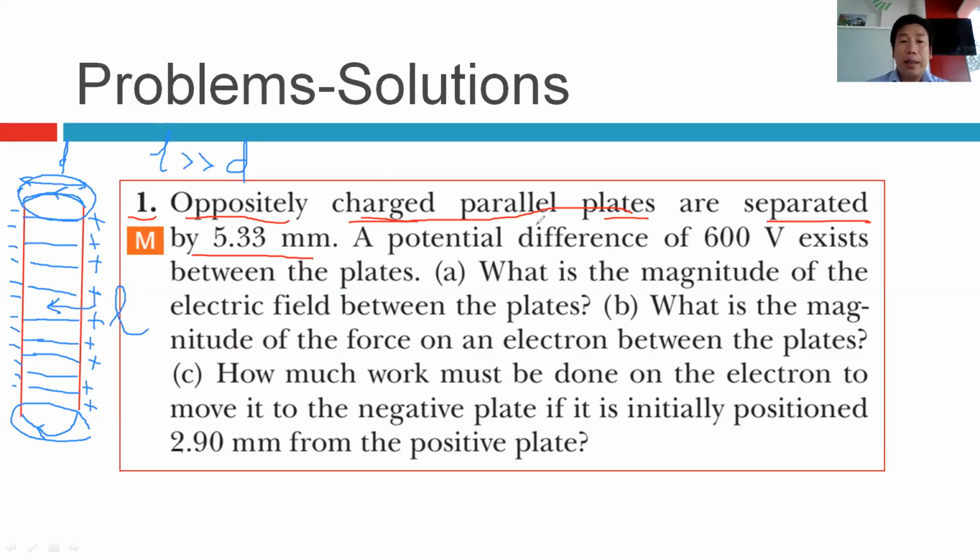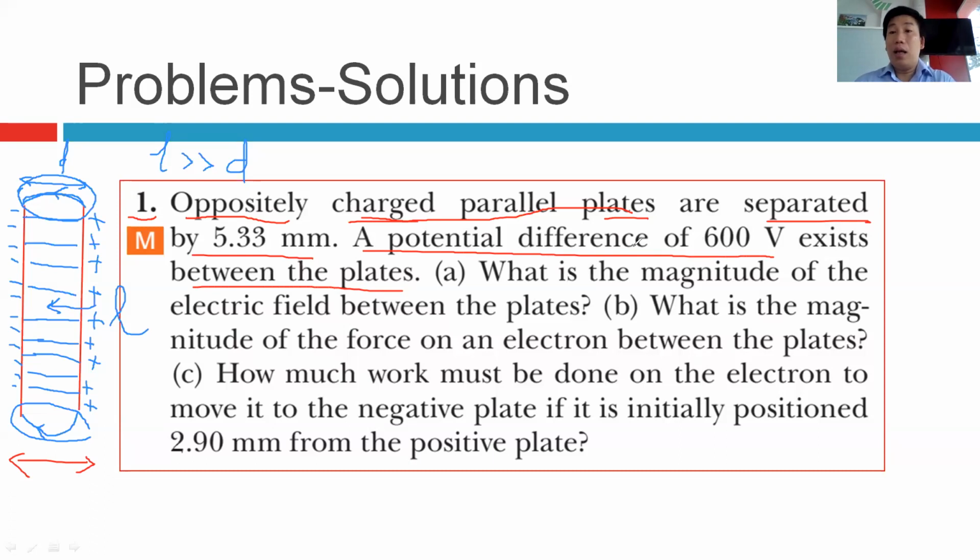Okay, and they provide us a potential difference of 600 volts between the plates. This means that we have a voltage difference. The potential difference means the same as the voltage difference. Sometimes we call the potential the same as the voltage.